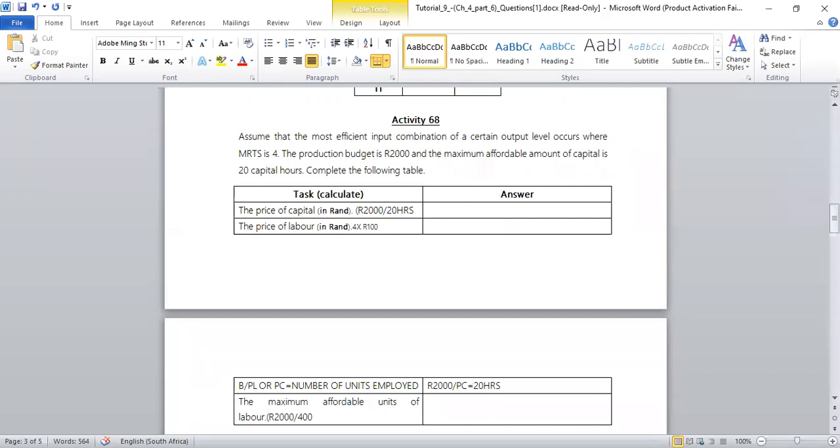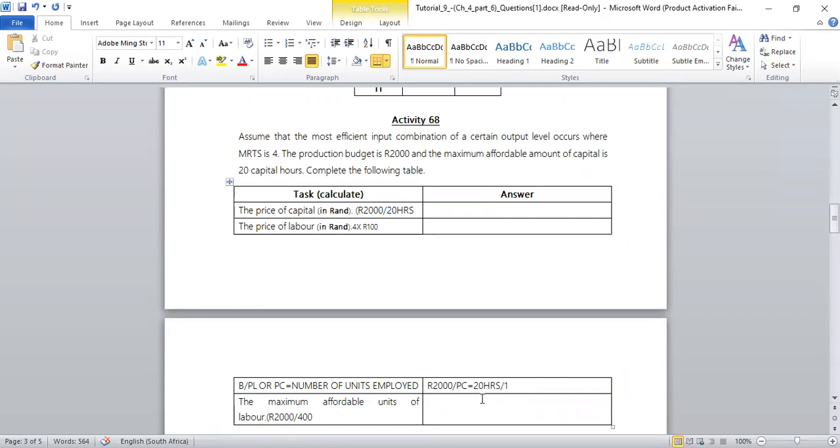So here, to make it, let me say, divided by 1. So on my other side, I have 2,000 divided by PC, which gives me 20 hours. So this one is just a number from mathematics. Those who did math, you know.